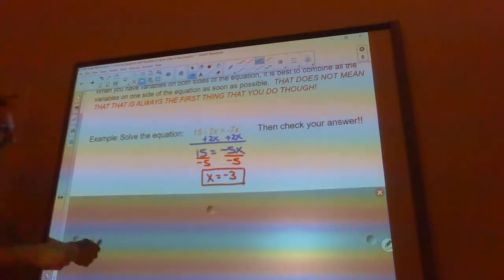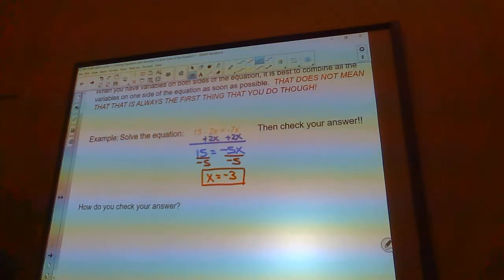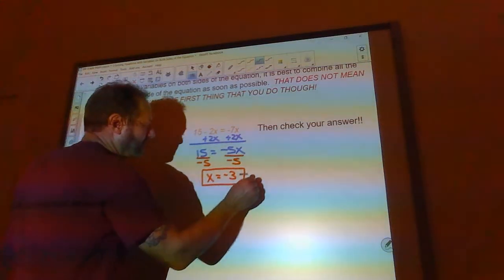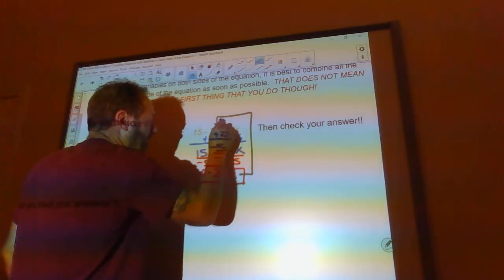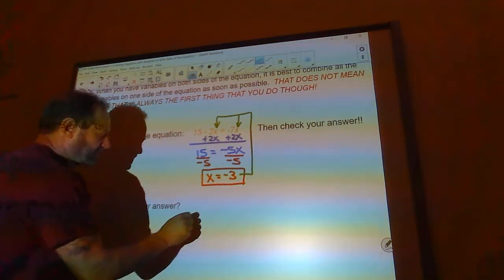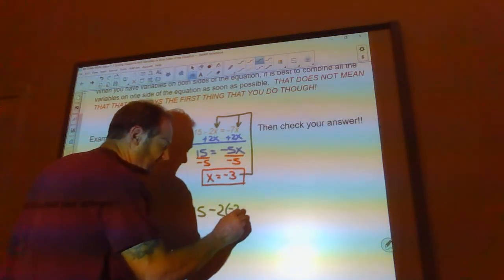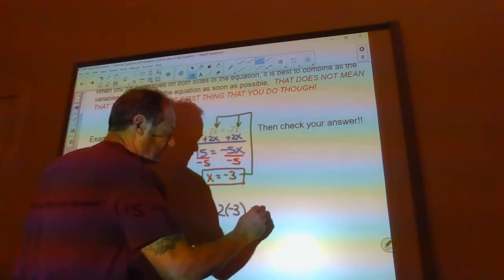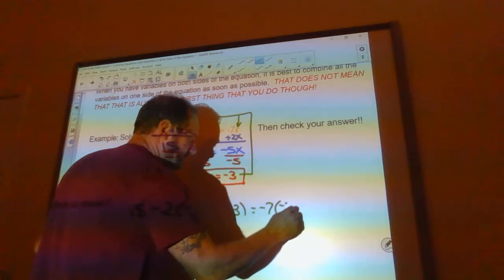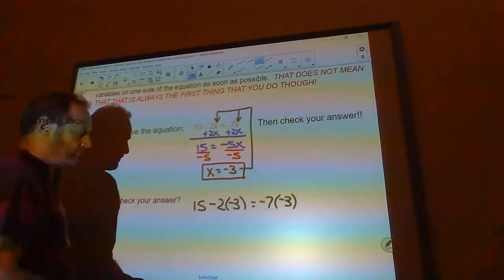Okay, now you should check your answer. So, how do I check my answer? I take my answer and I put it back in the equation everywhere there's an x. So this is going to be 15 minus 2 times negative 3 equals negative 7 times negative 3. And what I want is I want these two sides of this equal sign to be the same.